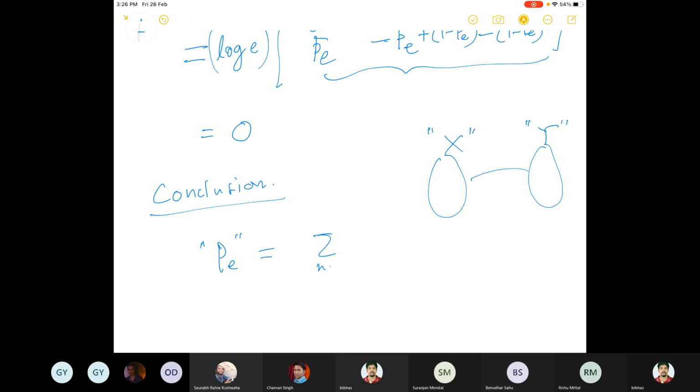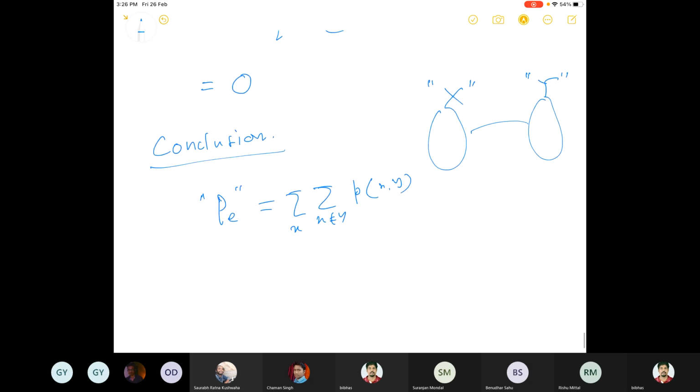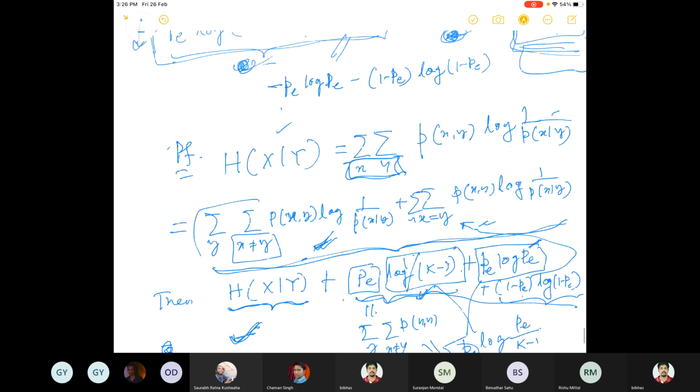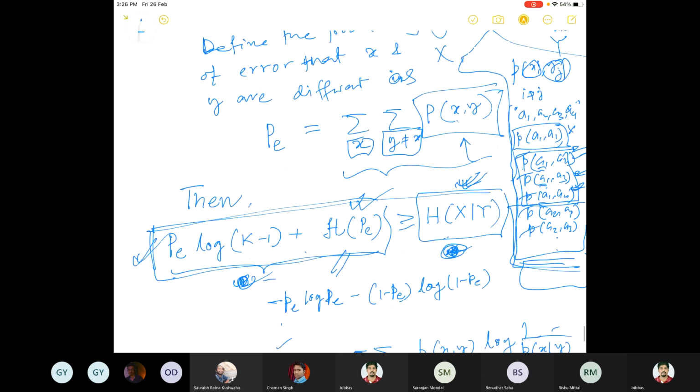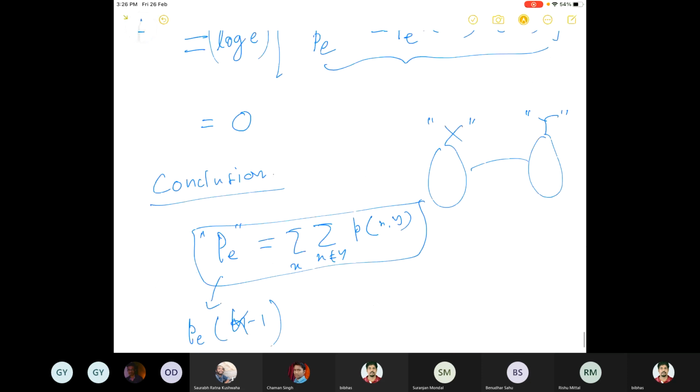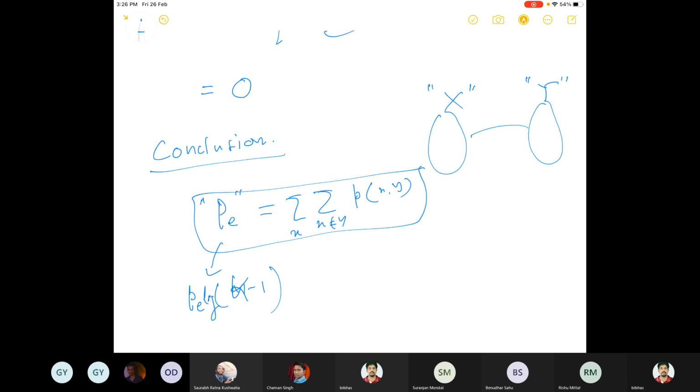So the sum over x not equal to y, where the probability of x and y is a joint probability. This is how we define the probability of error. Then we said that there is a function, which is probability of error times log of (k minus 1), plus H of P, the entropy of P, which is bigger than or equal to H of X given Y. This is what we have proved.